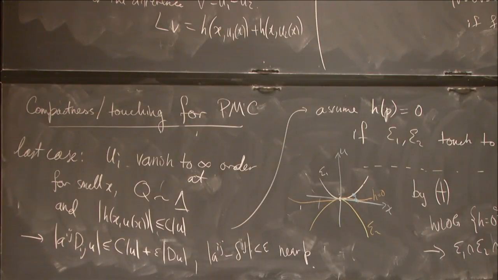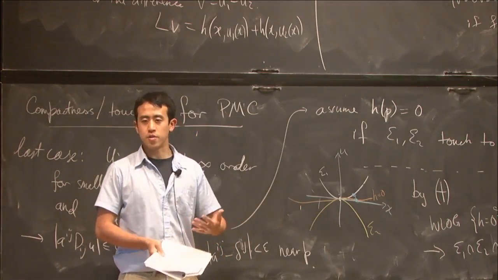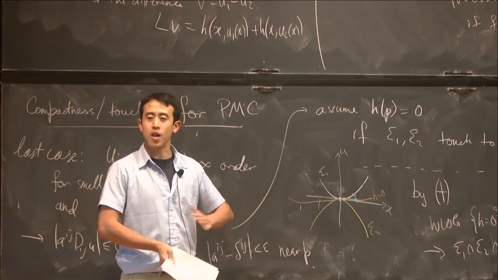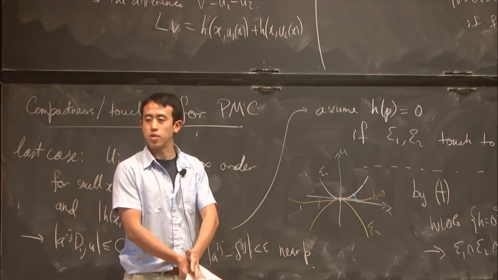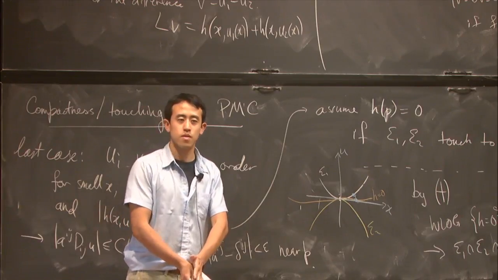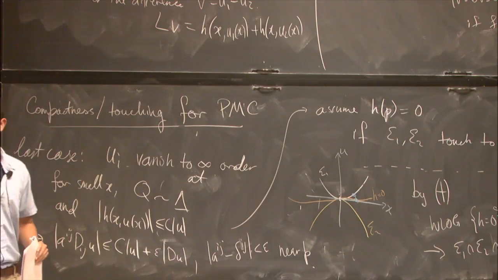Okay, so the upshot is, if you have this sort of really bad touching, infinite order touching, you actually have to touch the zero set to infinite order, and then you have to just coincide, right? Everything collapses, and you're just a minimal surface in the zero set. Okay, that's the only way that anything bad can happen. Okay. How are we feeling?